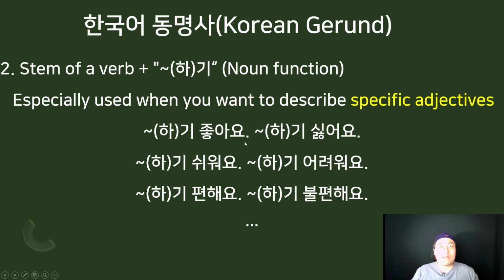하기 좋아요. In this case, 좋아요 is an adjective. Because it's at the end of the sentence it looks like a verb, but we call it an adjective in Korean. Anyway, 하기 좋아요. 하기 싫어요. 하기 쉬워요. It's easy to do something. 하기 어려워요. It's difficult to do something. 하기 편해요. It's comfortable to do something. 하기 불편해요. It's uncomfortable to do something. And so on.